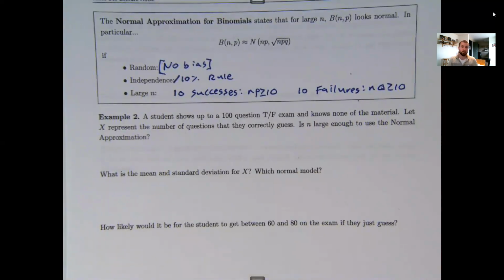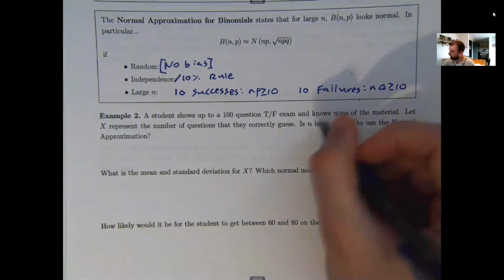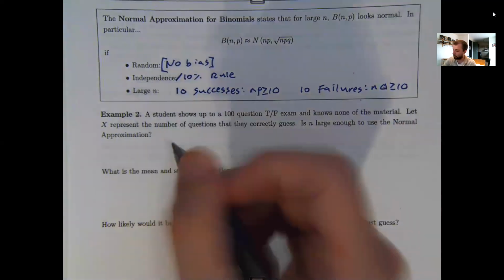So here's a scenario. A student shows up to a 100-question true-false exam and knows none of the material. Let x represent the number of questions that they correctly guess. So random, let's assume that this is just, I'm guessing on each of the questions. I don't know for sure what I'm doing there. My guess on one does not affect another, so I have independence. And let's check if I have a large enough n to use this model.